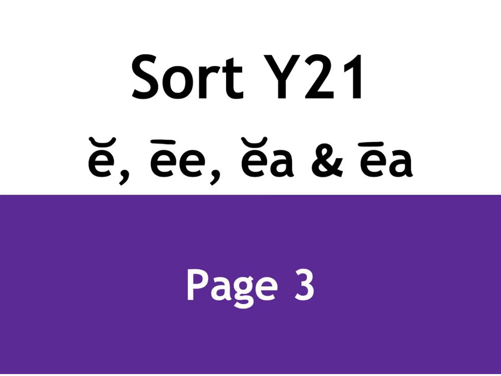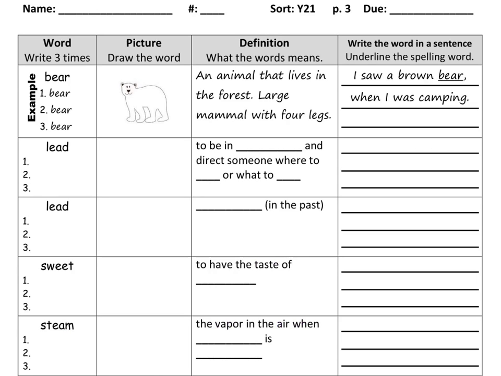All right, this is page 3 for sort Y25. We're studying the sounds long E and short E, spelled different ways. The first thing that I want you to notice is that these two words are spelled the exact same, but they are actually pronounced two different ways based on their definition. So we have to know the definition before we know how to say the word.